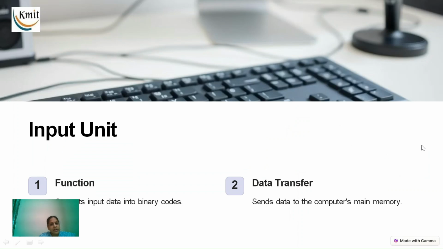Next, coming to the input unit, the function of an input unit is to convert the input data into binary code. The data which is taken as input from the user is in a human readable form, like your normal characters or alphabets. But the computer can only understand data which is in binary code, in the form of zeros and ones. So the main role of an input unit is to convert that human readable code into a machine code or binary code. That is done by means of an input unit. And it sends the data taken as input from the user to the computer memory. The data transfer is one more function.